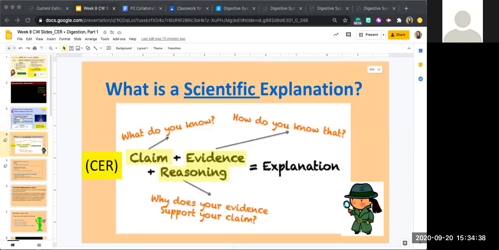So today you are exploring what a scientific explanation is. And so basically a scientific explanation consists of 3 parts: a claim, evidence, and reasoning. So these cater to these questions. A claim answers, what do you know? Evidence for that claim answers the question, how do you know that? And then reasoning ties together, why does your evidence support your claim? And so together, these 3 components create an explanation.